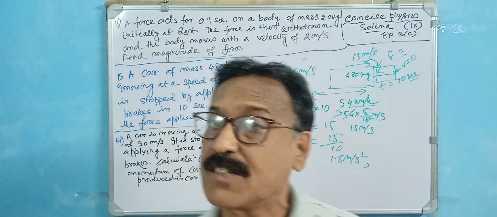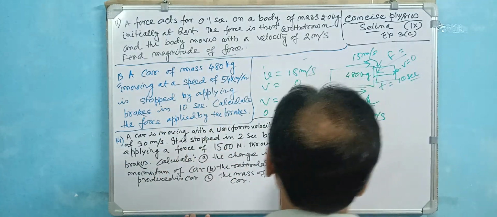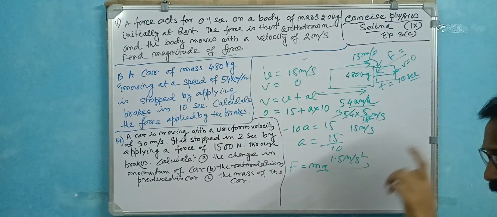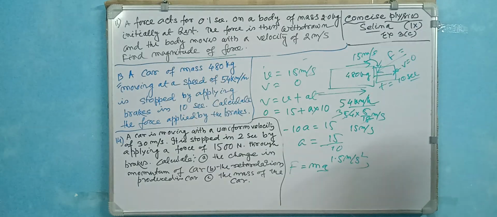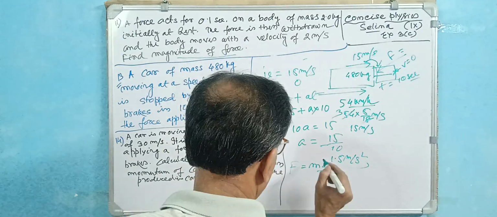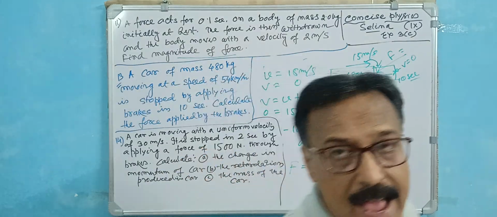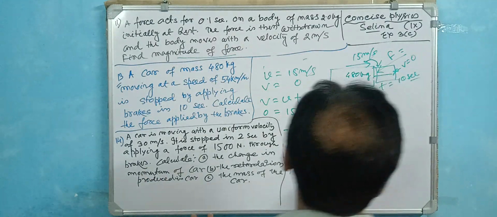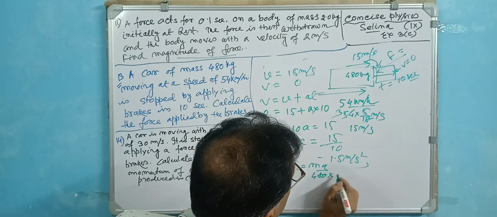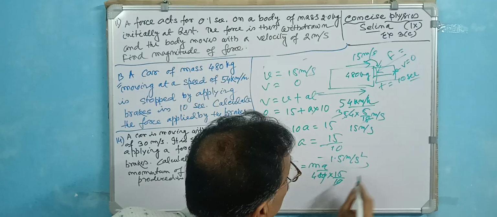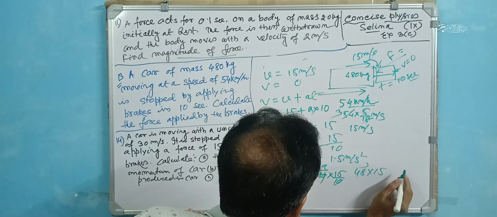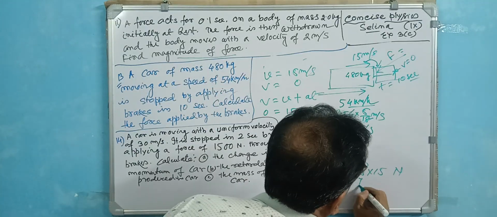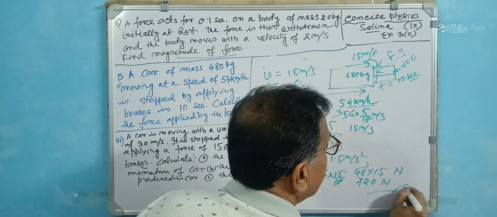First you calculate the acceleration. Then calculate the force applied. That means F is equal to ma. You already know m, so find out a and just multiply here. No problem, find out the force. And why is it negative? Because it is actually the retardation. Negative acceleration means the retardation, because you apply the brake. So m is 480 into 15 by 10, so this is 48 into 15. This is in Newtons. 48 into 15 is 720. 720 Newtons. That is the answer.